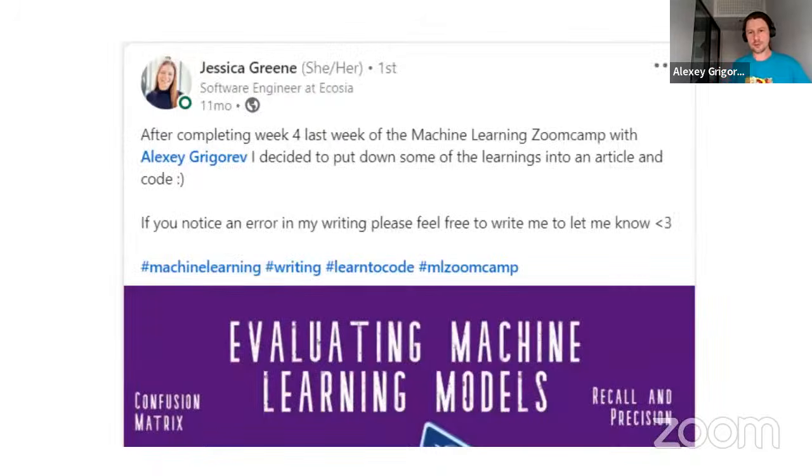This is an example from the previous iteration from Jessica. Jessica did week 4 and she decided to summarize it. So she wrote an article, and this is her post where she shares the article with her LinkedIn connections. In both of these cases, it's LinkedIn, but feel free to use Twitter, or I don't know, if you're on TikTok, that should also be fine.